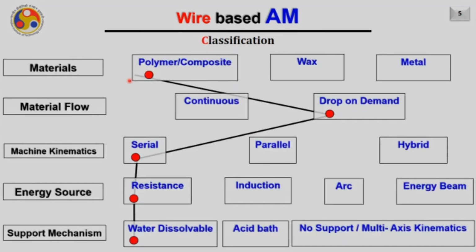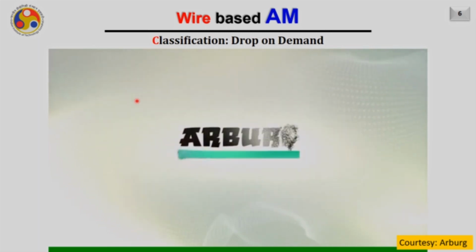Another classification is when instead of depositing the material continuously, we deposit drop on demand. Now in that case, usually one can easily argue that the raw material is not really wire, but it can be in the form of wire as well, because our ultimate focus is to see what kind of drop on demand can be obtained. So this is the machine by Arburg.